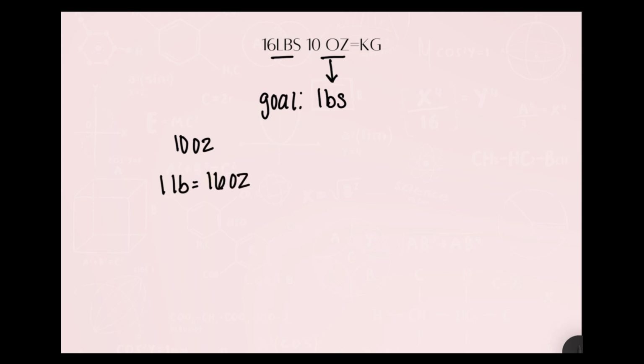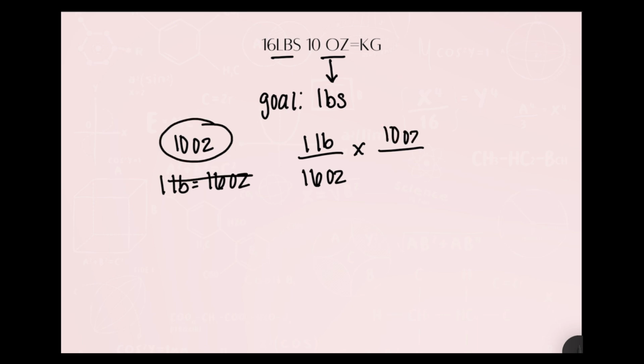I start with what I'm looking for. So 1 pound over 16 ounces. And then I'll use my puzzle piece with the 10 ounces to cross the ounces that are at the bottom out. And I'll put it over 1 because it's just by itself. Ounces cross out, and then we will divide 10 by 16, and we shall get a decimal, and it's going to be 0.625 pounds.